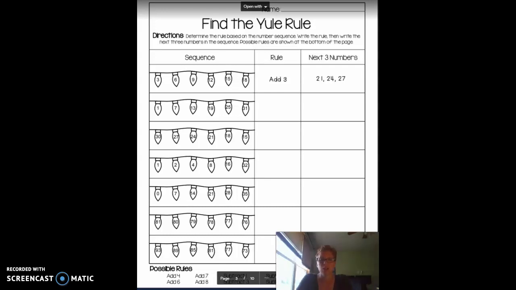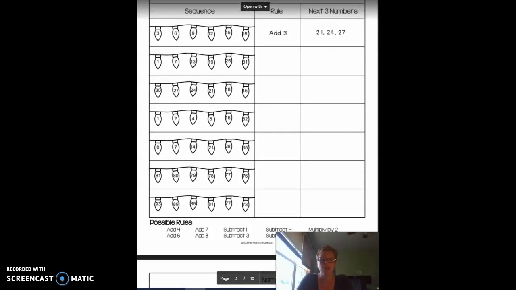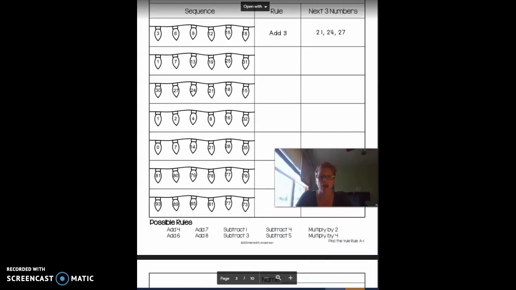We're also going to find the rule in the patterns of numbers that we see in front of us. So let's read the directions. Determine the rule based on the number sequence. Write the rule, then write the next three numbers in the sequence. Possible rules are shown at the bottom of the page. If we look at the bottom of the page, we see that we've got add 4, add 6, add 7, add 8, subtract 1, subtract 3, subtract 4, subtract 5, multiply by 2, or multiply by 4.